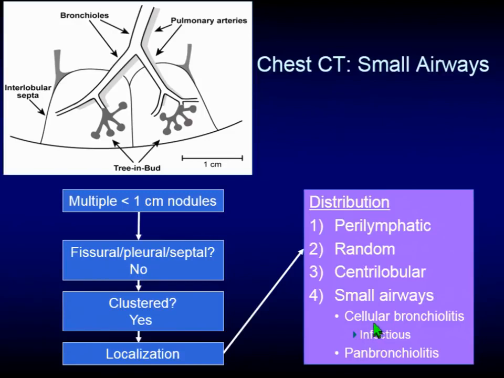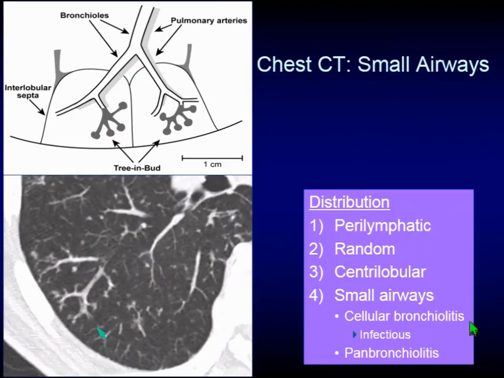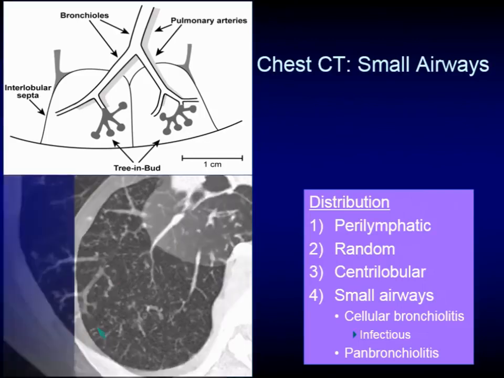This is generally going to be a cellular bronchiolitis, most commonly an infection, or panbronchiolitis. Here we see the clustered nodules isolated to the center of the secondary pulmonary lobule. You don't see any nodules on the lymphatic surfaces or structures, and it's kind of patchy. It's not all the way throughout the lung. It's isolated to this area, that area, other areas. What's maybe helpful is that the airways subtending that area may be thickened as well, indicative of an airway process.